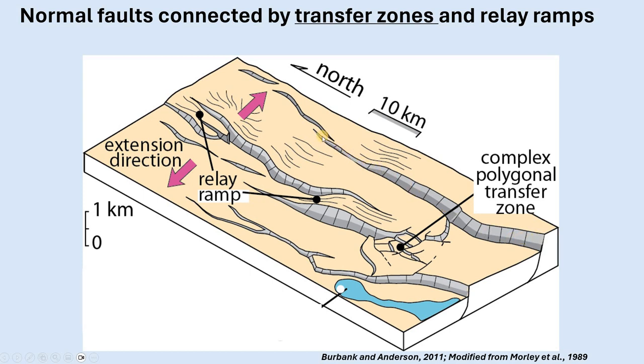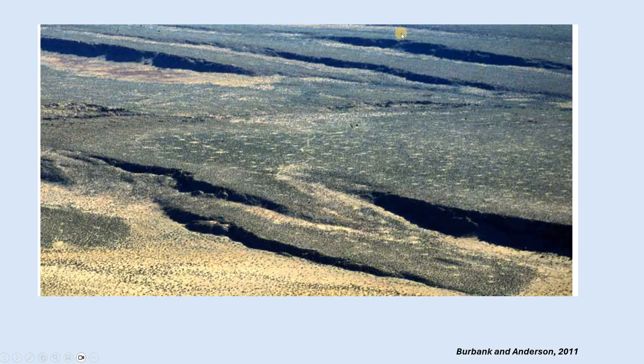peter out and transition over to another normal fault. This one peters out and transitions to another normal fault. So we have a system of faults that are connected by transfer zones. In this case, some of them have relay ramps like this. Some of them have more complex faulting in a transfer zone. And whatever the scale, whatever the type of faulting, it tends to be very complex in transfer zones because the stresses are very complex.